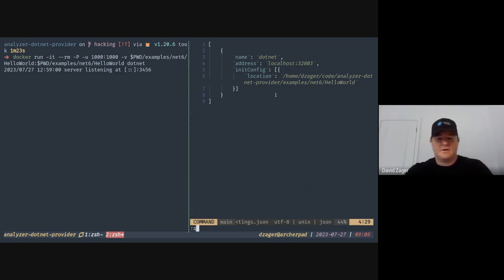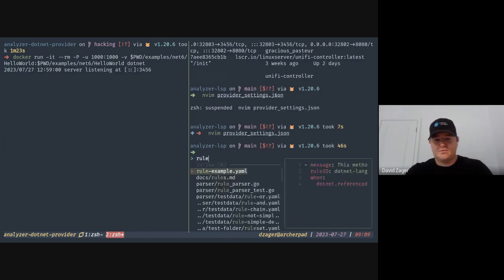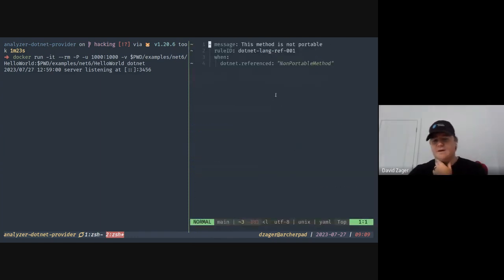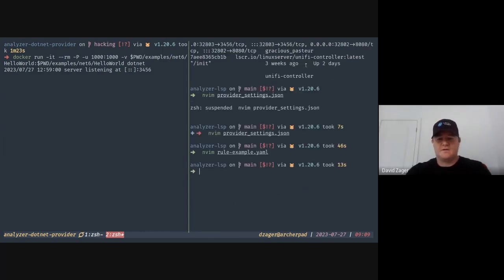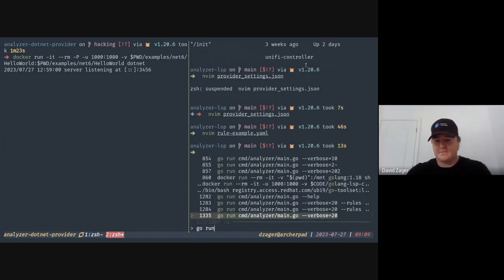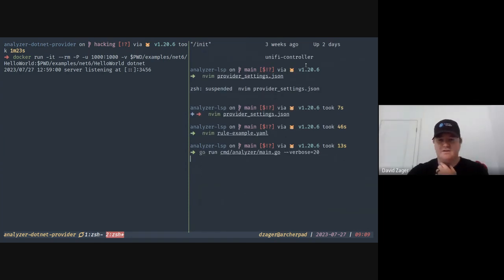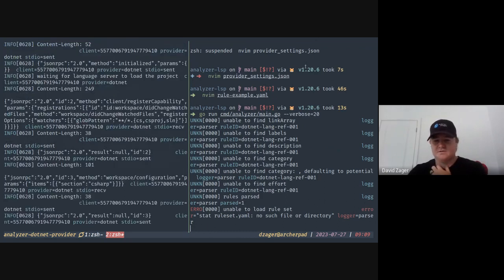And before I go further, I'll just show the rule example. So here, I just created a simple rule with some ID, and I'm using a .NET.referenced to look for this non-portable method that I showed you earlier. So now if I run, see if I can remember how to run it. If I run the analyzer, you'll see all sorts of output.